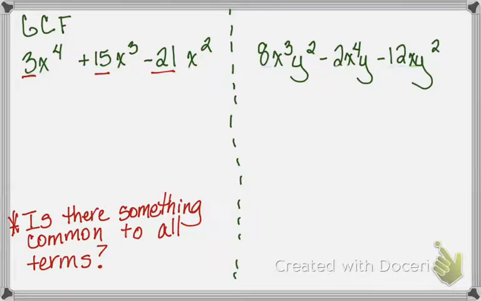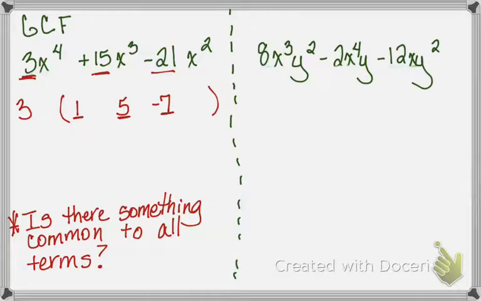So I can pull a 3 out. Okay? So I'm pulling out a 3. 3 times what gives me 3? 1. 3 times what gives me 15? 5. Good. Be careful with this one. 3 times what gives me negative 21? Not 7. Negative 7. Okay?